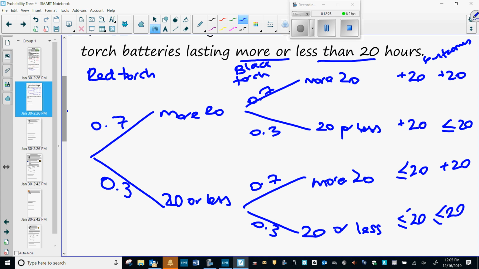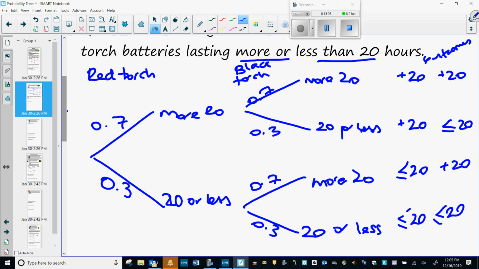Because if I said to you, what are the different options? You might say, okay, one of them could be more than 20, but you might miss one of them. For example, these two are essentially the same outcome, but the other way round. So this is a more than 20 and less than or equal to 20. This is a less than or equal to 20 and more than 20. So people sometimes think, well, that's the same. But it's not, because this one tells you that the red torch was more than 20 and this one was the black torch, and vice versa. So it means that you make sure you include all of the different outcomes.